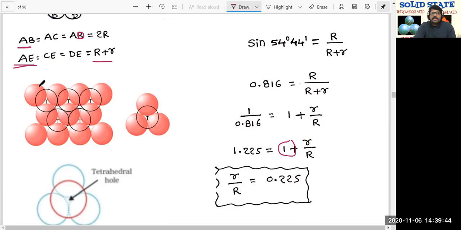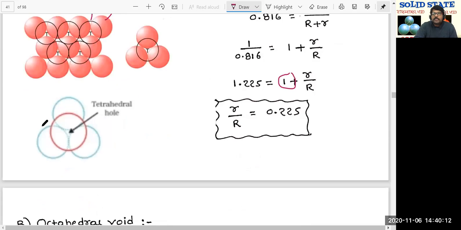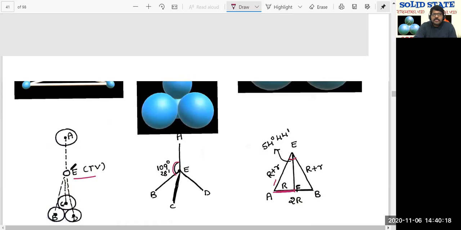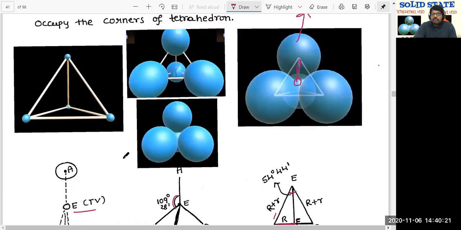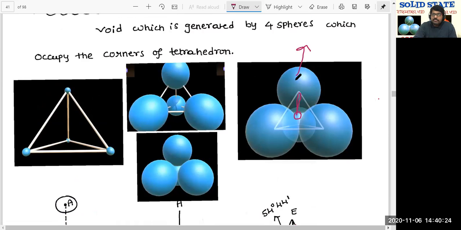Here the red color things and black color things belong to the first layer and the second layer, and you can see these four atoms are in contact: 3 red colored balls and 1 black colored ball. At the center there is an empty space, and that empty space is the tetrahedral void. And most importantly, if you observe, it comes under non-planar void, because the center of the void and the center of the sphere which is forming the void are not in the same plane.